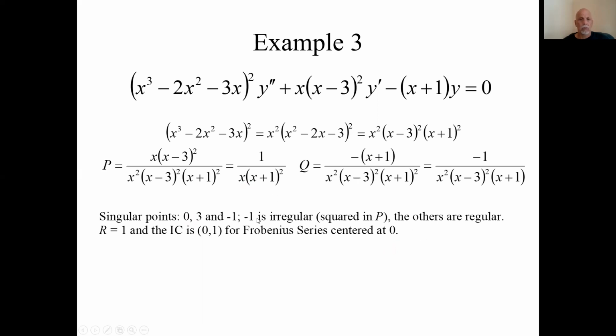What's the radius of convergence? What's the closest singular point to 0? -1. So that dictates the radius of convergence. It's 1, the distance from 0 to -1. So there's our IC, 0 to 1.